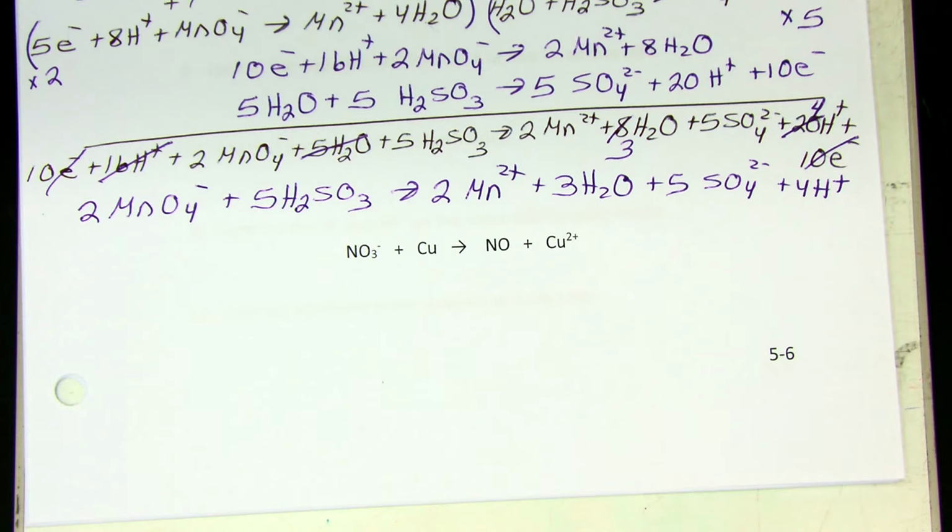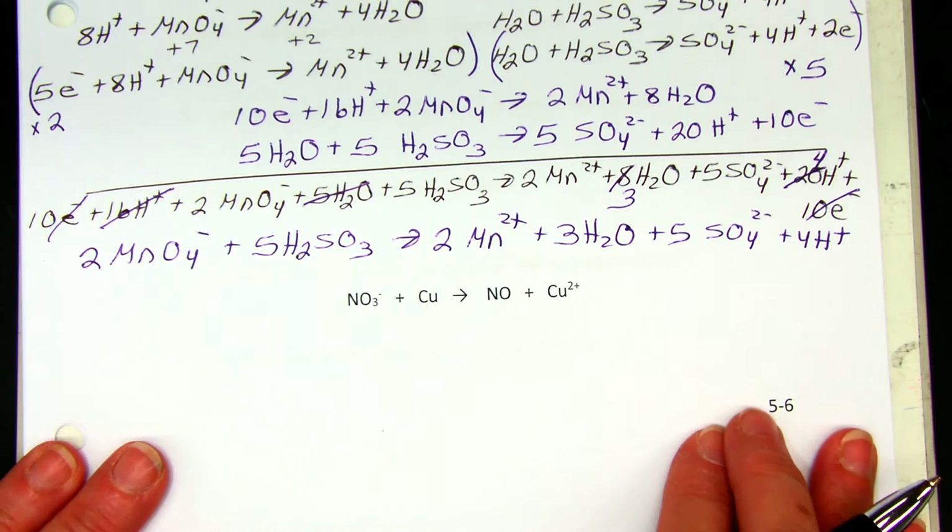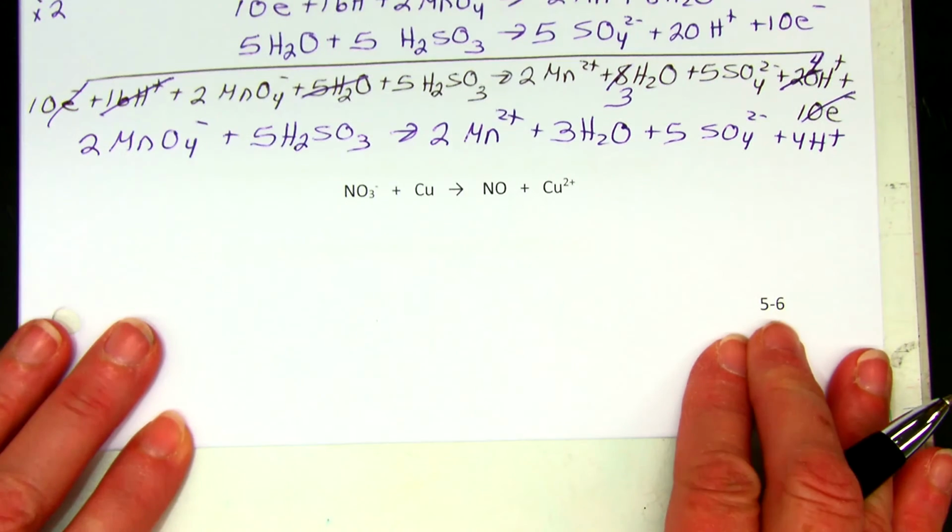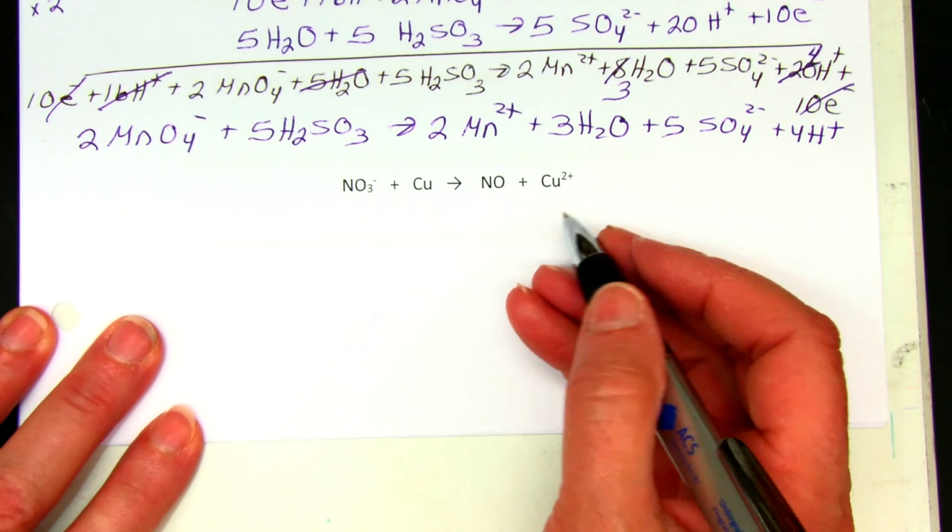Okay, let's look at another one. This time, I'm going to show you how I normally do these without rewriting it all, just because it gets so long writing it over and over again. And when you're trying to shortcut and speed things up, it's easier to make mistakes too, so you do have to watch for that. So I start with my unbalanced equation, and I look for my two half reactions.